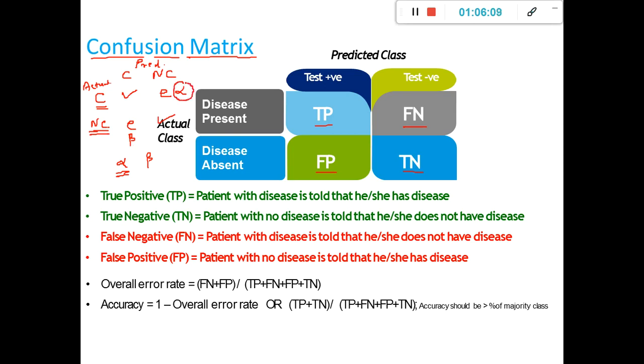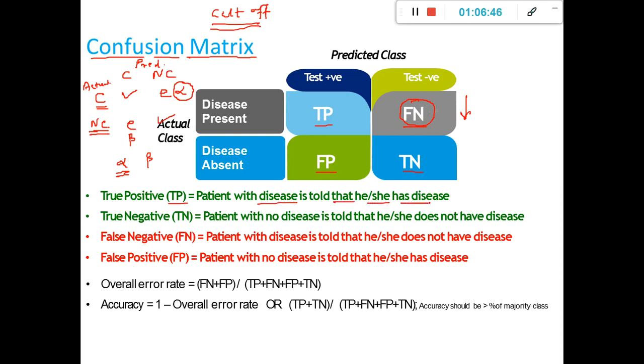So alpha error is more significant, so FN, false negative, is more significant, and that is why our objective should always be to reduce FN. While choosing the cutoff value and writing the model, we should choose such a cutoff, or write such a model, which gives me fewer false negatives.